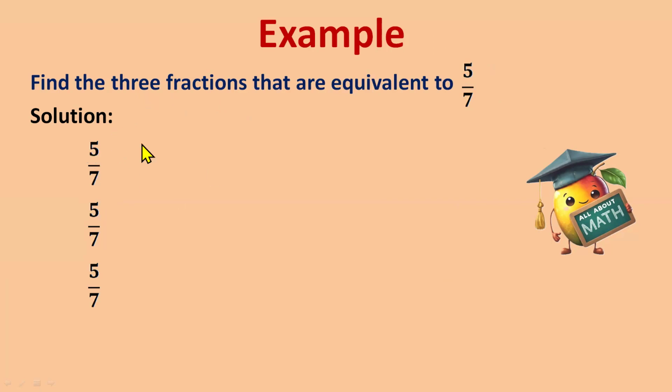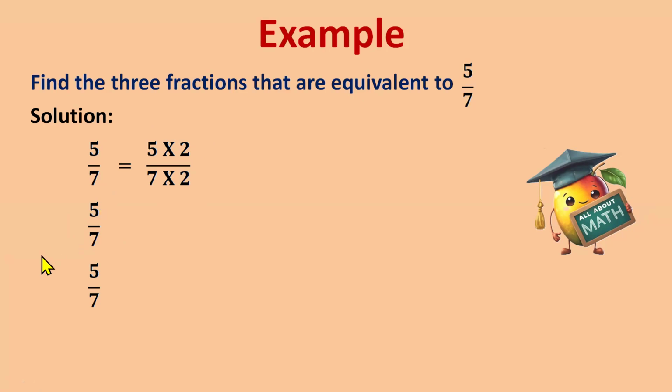If I start with the numbers, I will not take 1, because if I multiply numerator and denominator by 1, we'll get the exact same fraction. So I'll start with 2. Numerator and denominator, I'll multiply by 2. So 5 by 7: 5 multiply 2, 7 multiply 2. Numerator and denominator will be multiplied by the same number. Okay, the first equivalent fraction we can find by multiplying with 2.